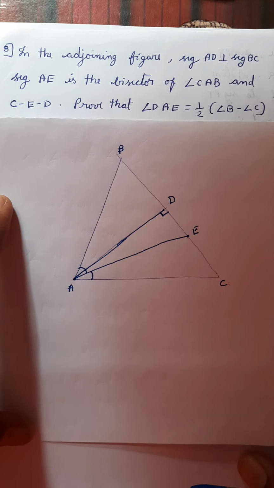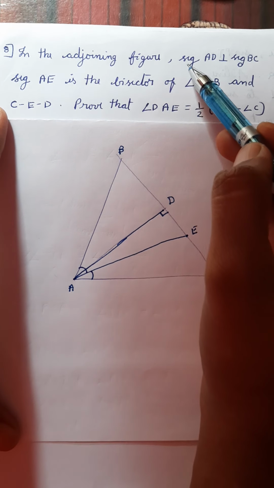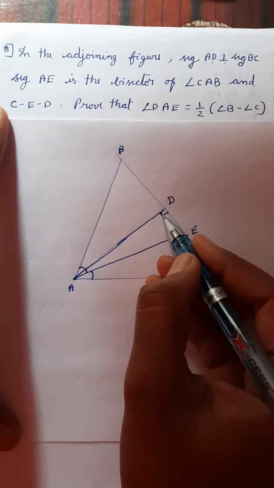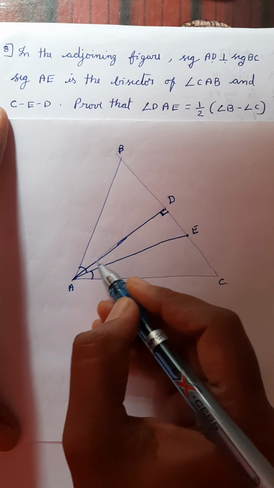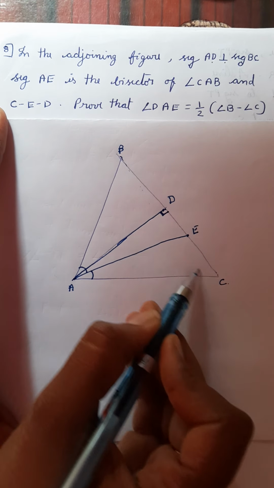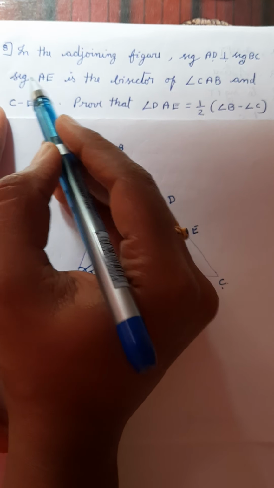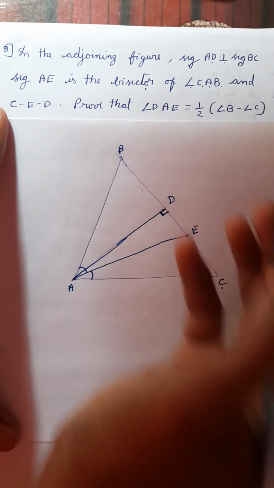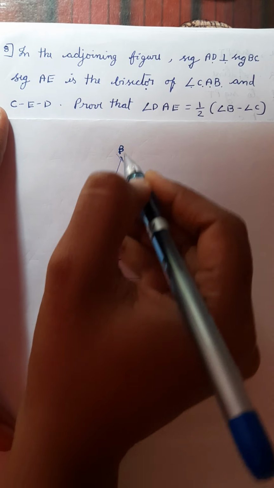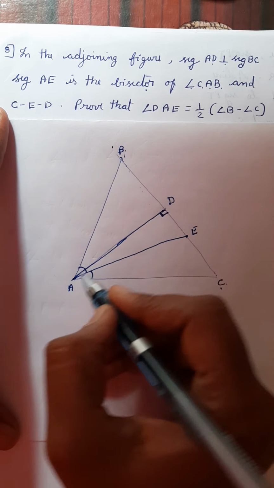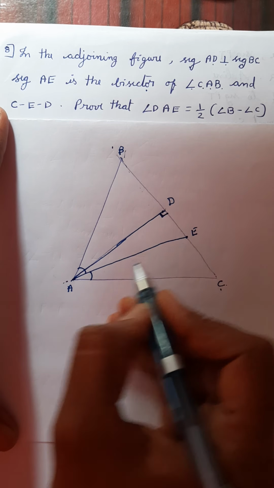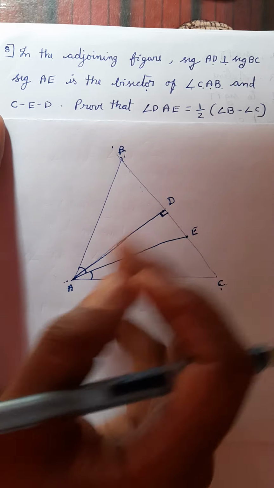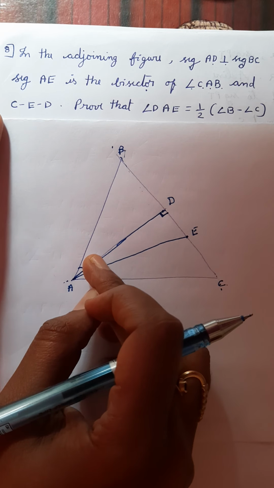Question number 8. In the adjoining figure, seg AD is perpendicular to seg BC. So here it is given perpendicular marks. Seg AD is perpendicular to seg BC, and seg AE is the bisector of angle CAB. CAB is the full angle and AE is the bisector. So this angle CAB is cut into exactly two parts.